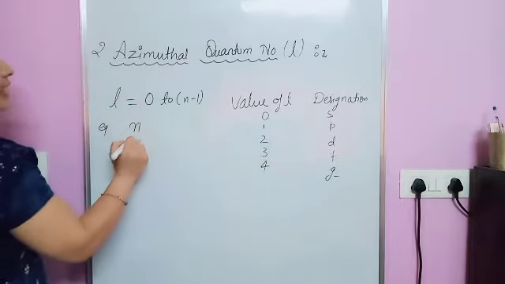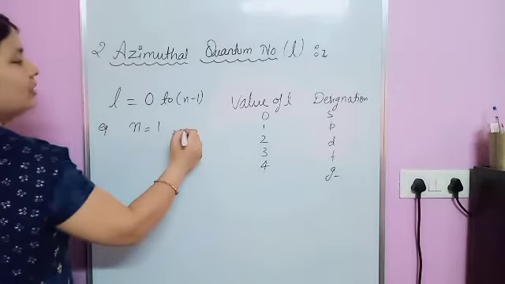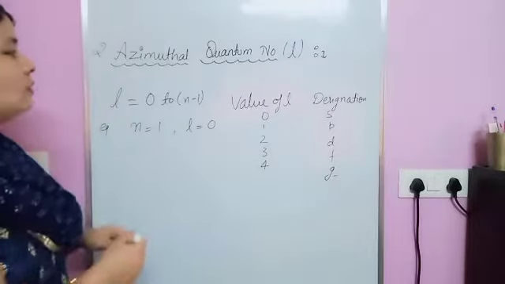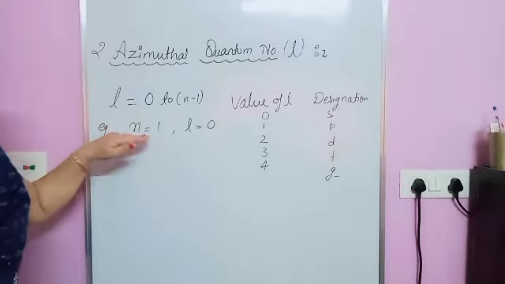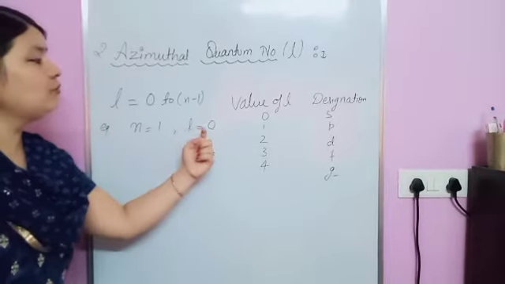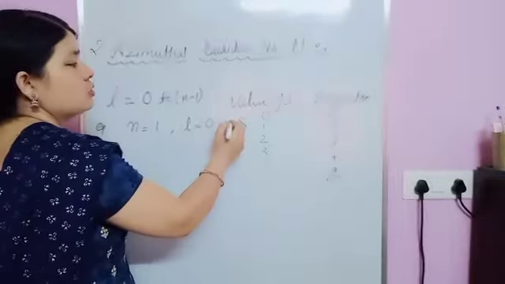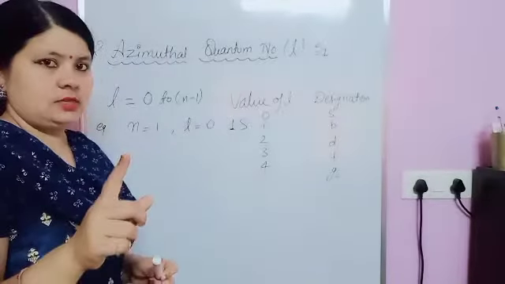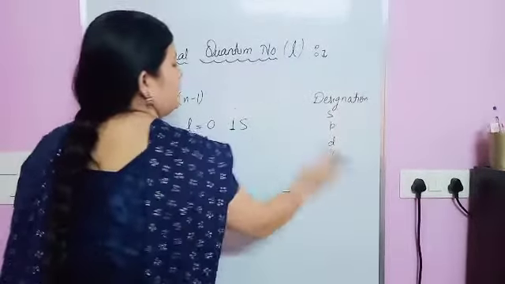Now suppose if n is equal to 1, means we are talking about first shell. तो in that case the value of L is equal to 0, and if the value of L is equal to 0, it shows S. We are talking about first shell, because n is equal to 1, and in case of first shell only one value of L is possible, and that one is only S. It means in first shell only one subshell is possible, and that one is 1s. Hope this one is clear to you.